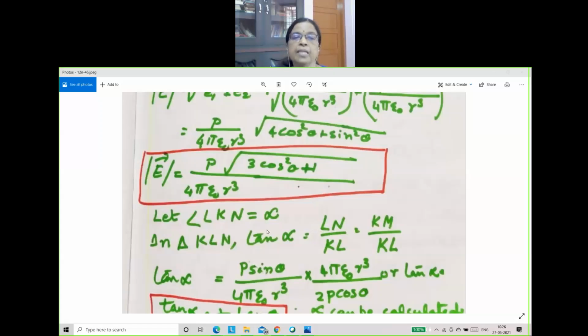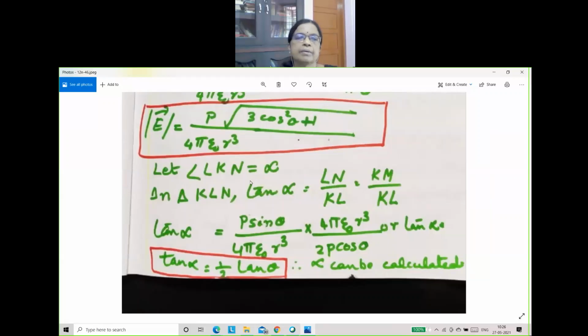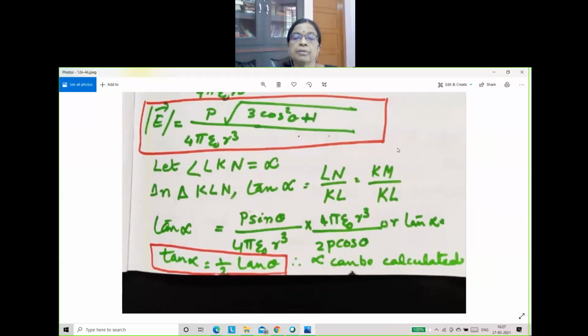Okay. In the final expression we got p by 4 pi epsilon 0 r cube into root of 3 cos square theta plus 1. So everybody should write the derivation 2 times and learn the final expression by heart. No doubt should be there in the final expression. So let angle LKN equal to alpha. And in order to find the direction, I will show you the figure.